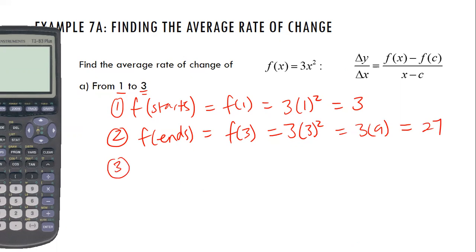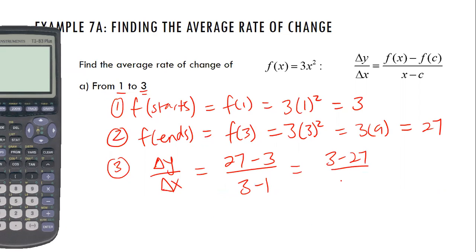Step 3 is to plug in to find the change in the y over the change in the x. Okay, so we're finding the change in the y over the change in the x. So I went from 27 over 3, which means it was 3 over 1. Or I could have written it as 3 minus 27 over 1 minus 3. Doesn't matter.